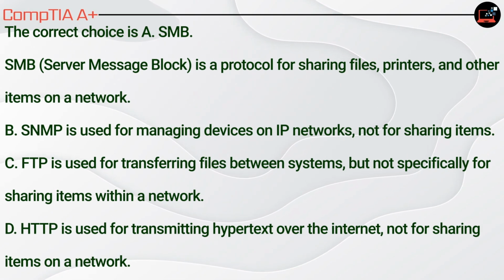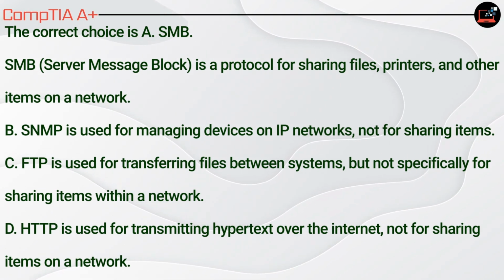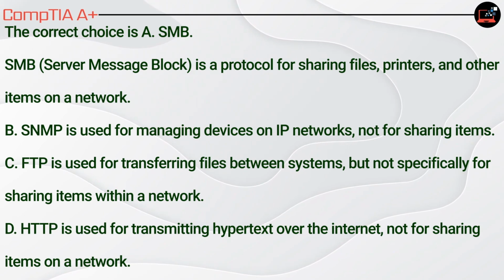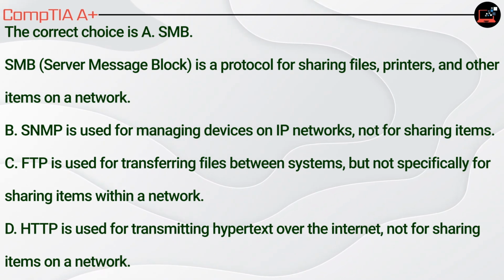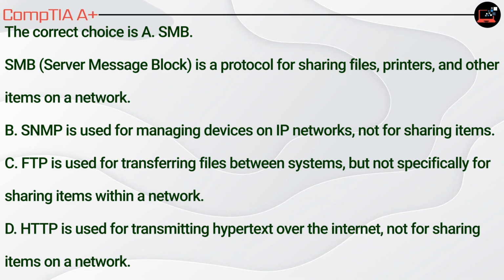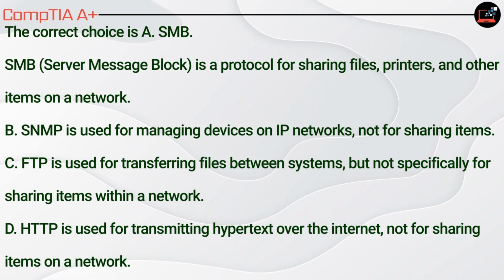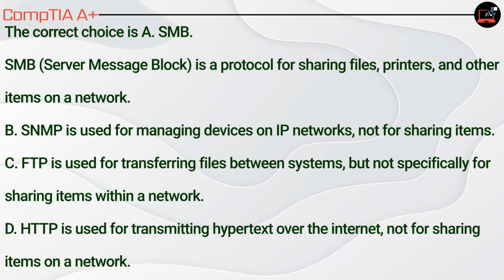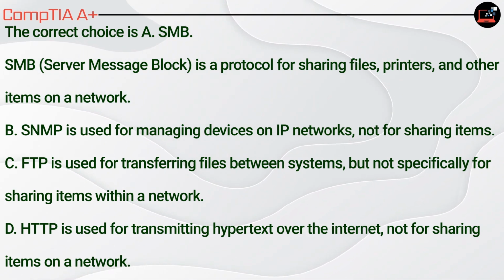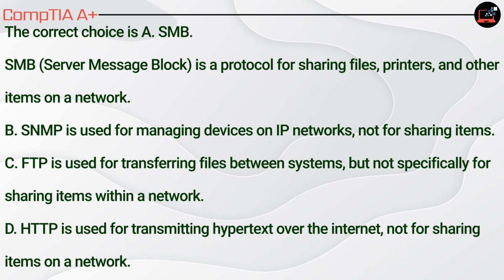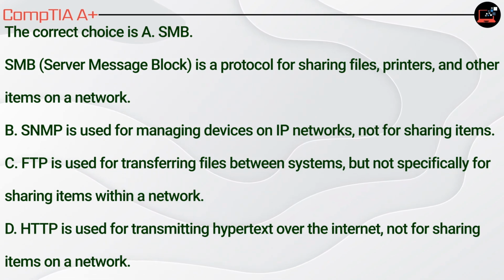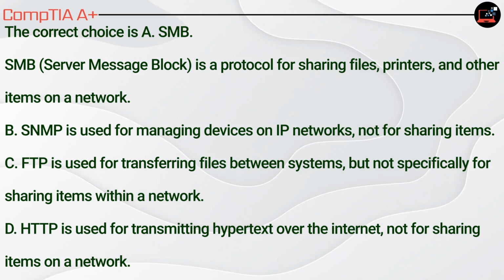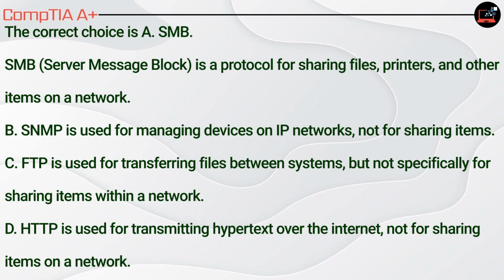The correct choice is A, SMB. SMB, Server Message Block, is a protocol for sharing files, printers, and other items on a network. B, SNMP is used for managing devices on IP networks, not for sharing items. C, FTP is used for transferring files between systems, but not specifically for sharing items within a network. D, HTTP is used for transmitting hypertext over the internet, not for sharing items on a network.